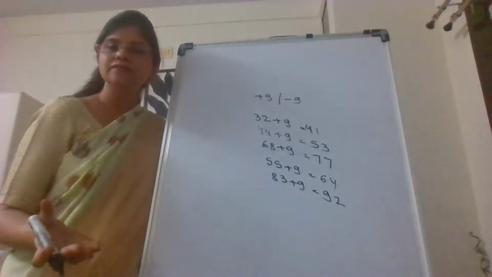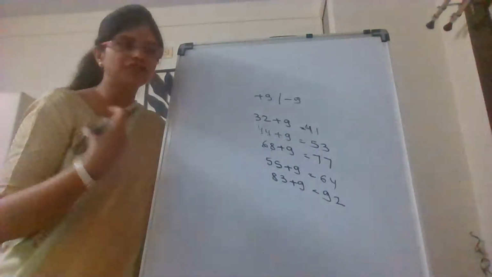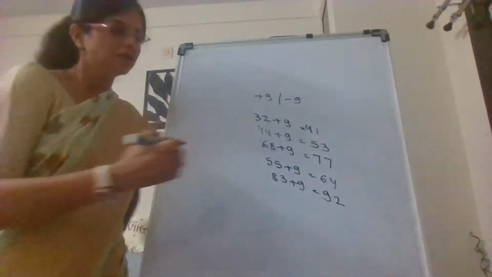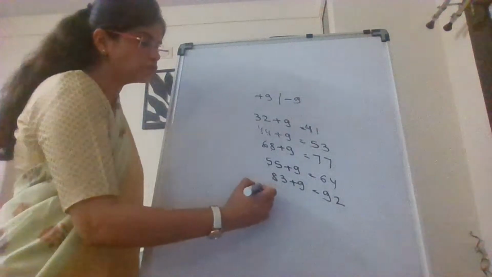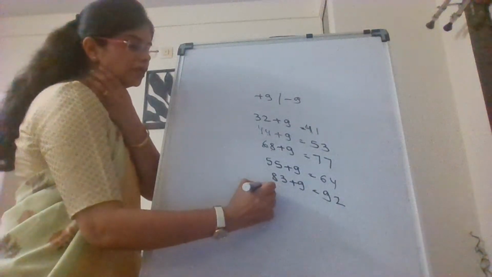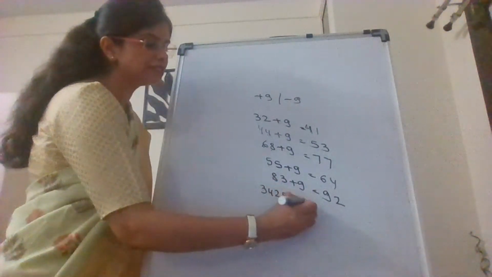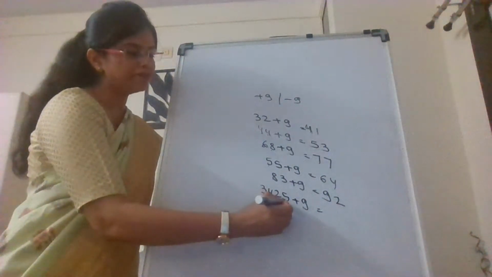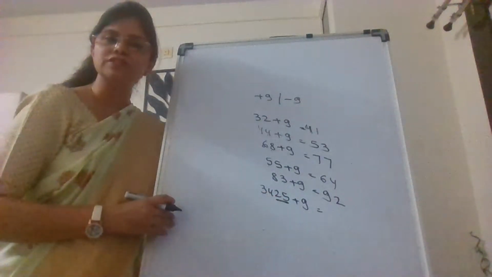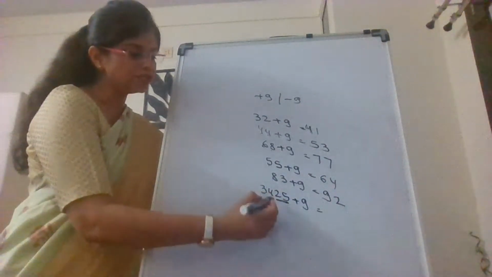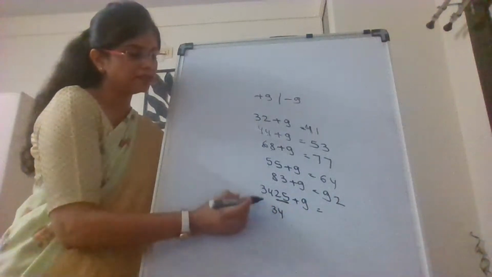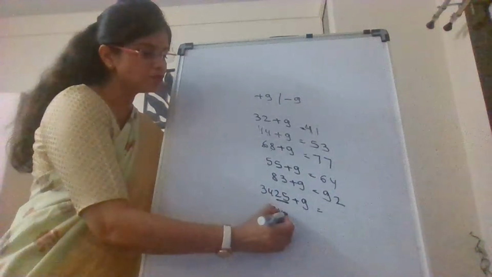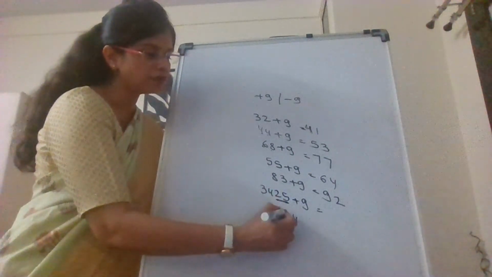Very easy. This we can solve with a 3-digit number, a 4-digit number, a 5-digit number, and a 6-digit number, anything. I can give you one question with a 4-digit number. If it is given 3, 4, 2, 5 plus 9, then what will you do? You have to play with only the last 2 digits. Just copy down 3 and 4 as it is. This is 3 and this is 4. Now what we have to do? Make this 2 as 3 and make this 5 as 4. And this is the answer.